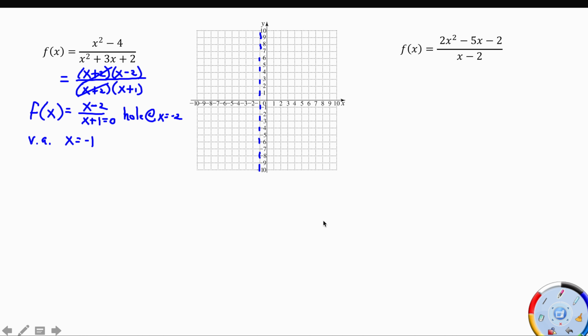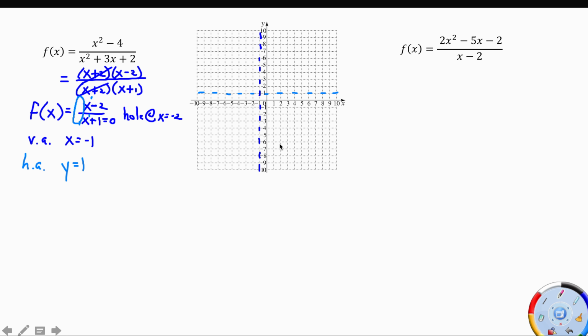Okay, horizontal asymptotes, I'm going to compare the degree of the numerator to the degree of the denominator. Since they are the same, then I have a horizontal asymptote at 1 over 1, which is y equals 1. All right, and just like that first one we did, there's only a couple of things that can happen. My graph is going to curve here or here, and then it's going to curve here or here.